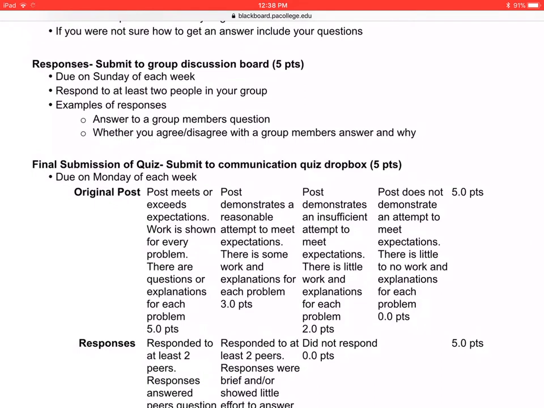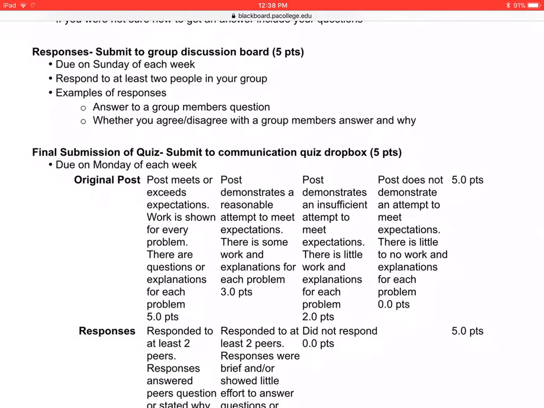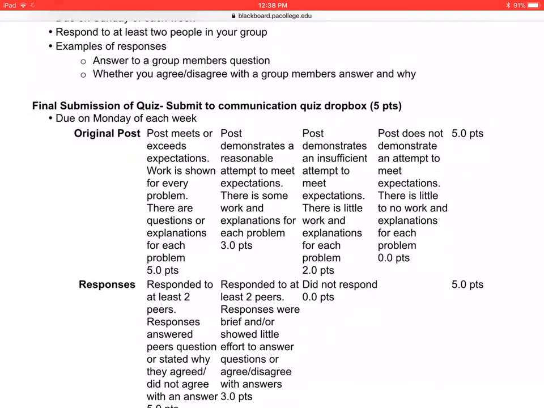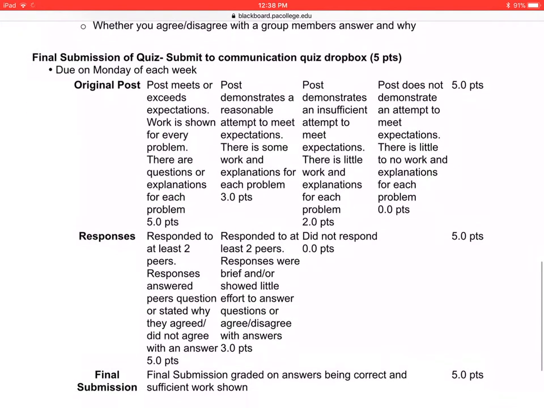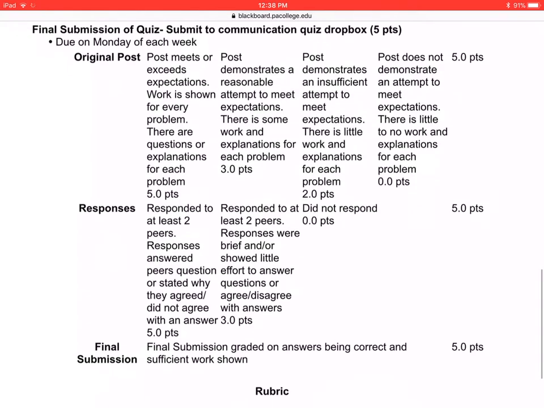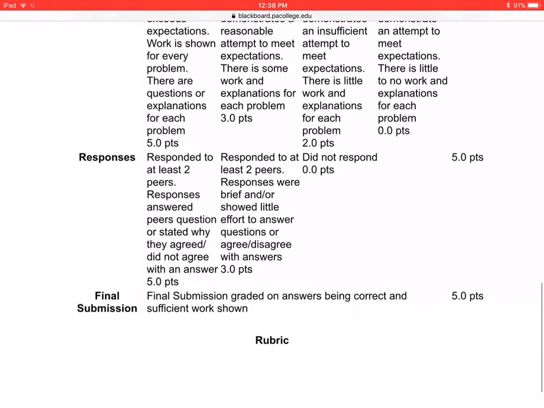Secondly, you have to respond. These are due on Sunday of each week. You must respond to at least 2 people in your group. Examples of a response could be an answer to a group member's question or whether you agree or disagree with their answers. The final submission will be due on Monday of each week and will be submitted to the communication Dropbox. A rubric can be seen below.